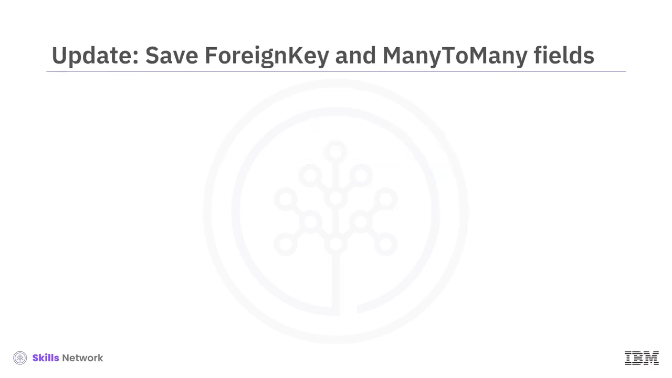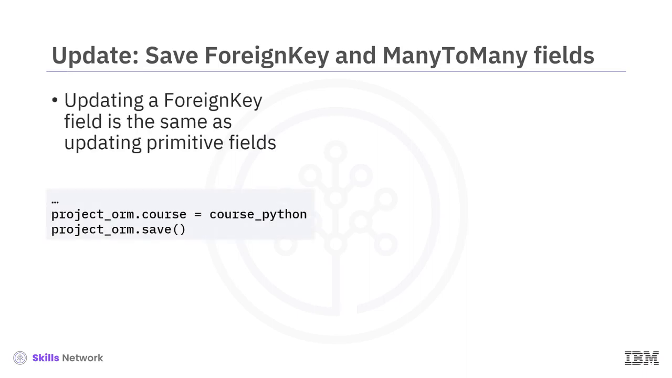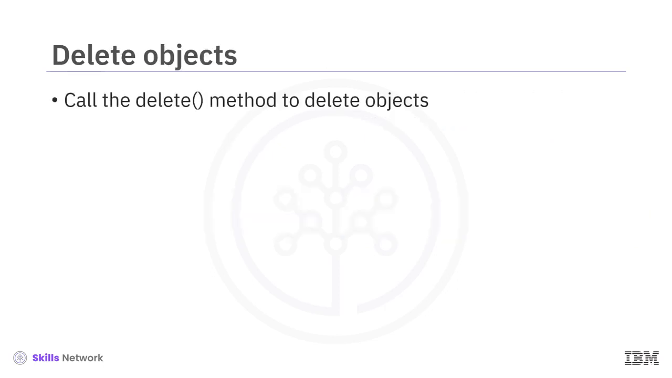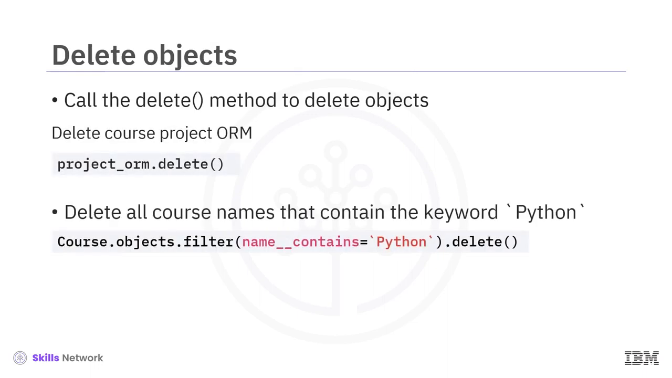We can also update the related fields, such as the foreign key field or the many-to-many field. For example, we can update a course foreign key field so it points to a different course. We can also use the add method to add another learner to a course. To delete records in a database, you call the delete method on a model object or a query set. Django ORM supports different on-delete options. You will learn more about these later.